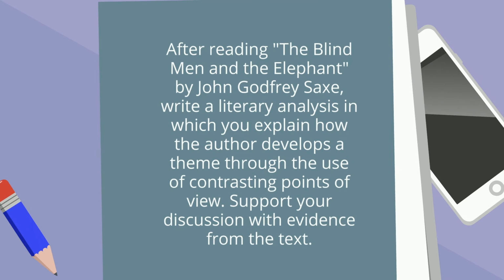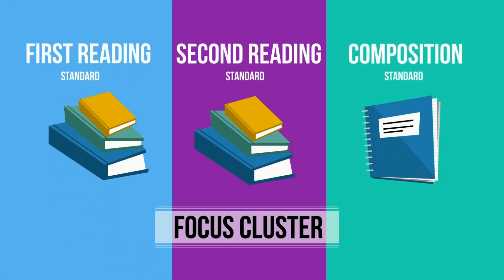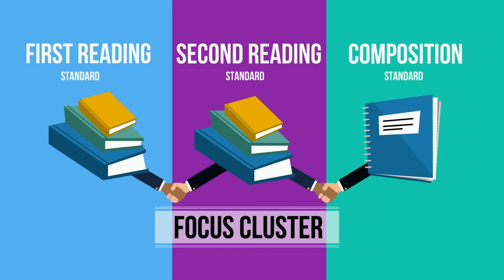After reading The Blind Man and the Elephant by John Godfrey Saxe, write a literary analysis in which you explain how the author develops a theme through the use of contrasting points of view. Support your discussion with evidence from the text. When we code the task for evidence of the focus cluster, we can see that each standard is represented and is working together to raise the rigor of the task.